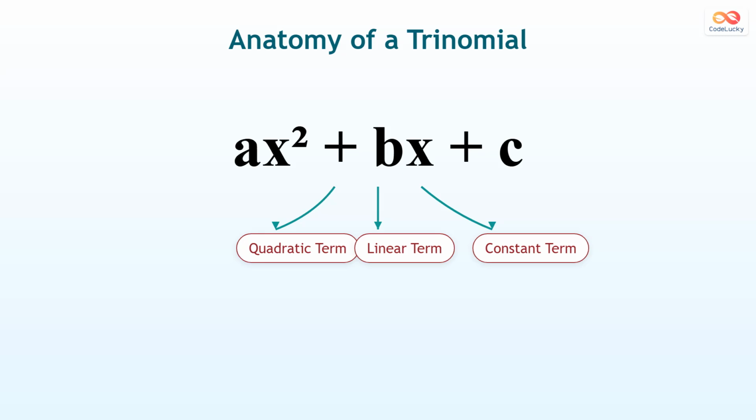Let's break down the parts of a standard quadratic trinomial. Here we have ax squared plus bx plus c. The term with the squared variable is called the quadratic term. The term with just x is the linear term, and the number by itself at the end is called the constant term.